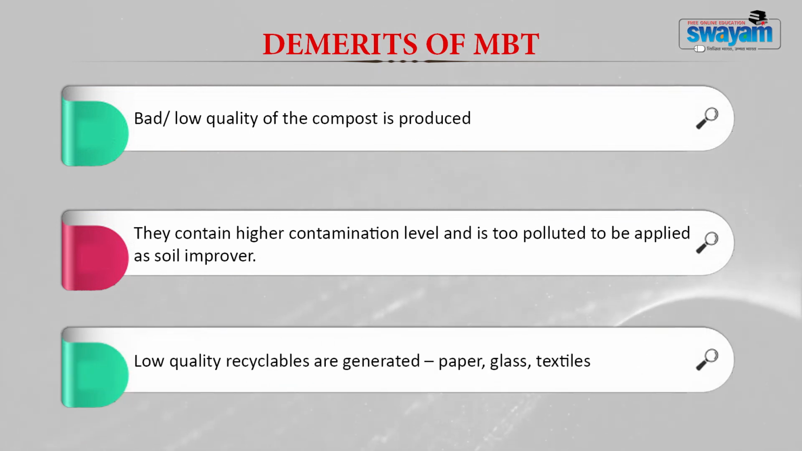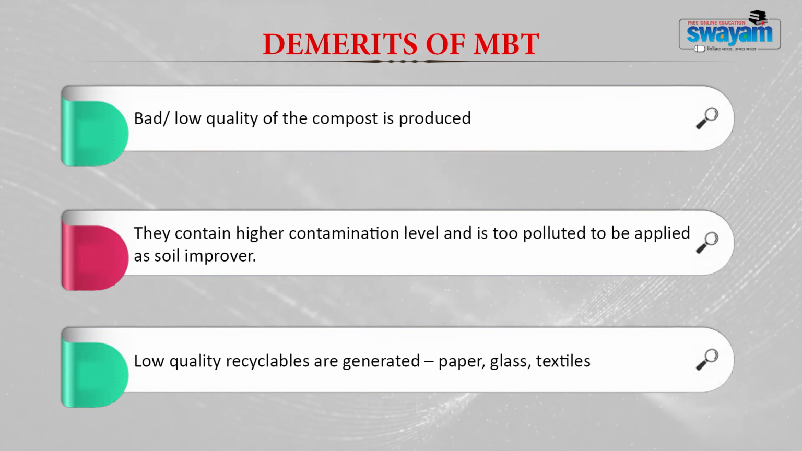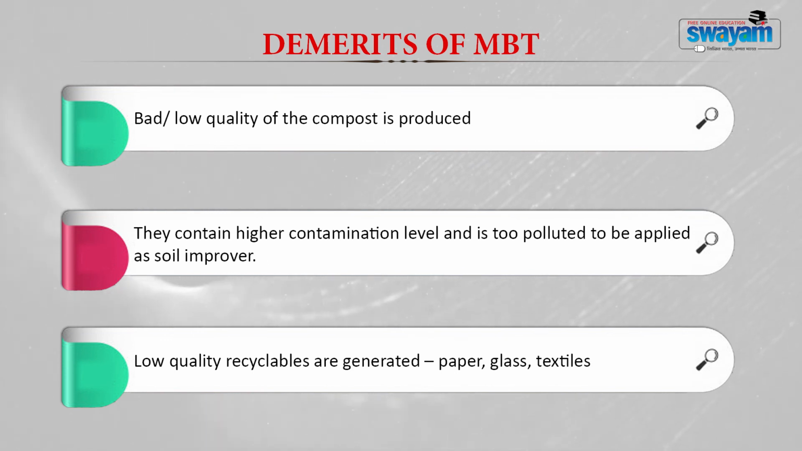Then the recyclables that are generated at the end of the process are again low quality recyclables, because if you are subjecting the waste to mechanical treatment initially, then the quality of recyclables is somewhat maintained. But after biological treatment, if you subject it to mechanical sorting, the quality of paper, glass, textile and all is lost. Because sometimes there are chances that the glass breaks and you will have small pieces which will lead to occupational health issues. Also, broken glass is difficult for recycling.